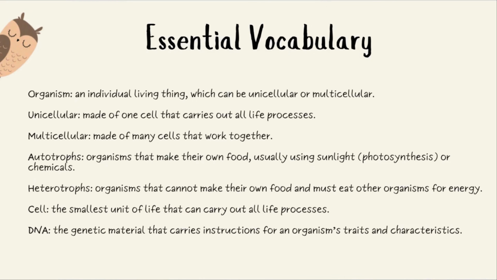Autotrophs are organisms that make their own food, usually using sunlight, such as photosynthesis, or chemical processes. Heterotrophs depend on other organisms to get their energy, so they need to eat. They cannot make their own food. A cell is the smallest unit of life that carries out all life processes. And finally, DNA is our genetic material that carries instructions for an organism's traits and characteristics.